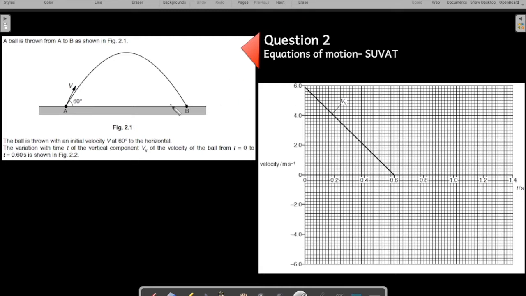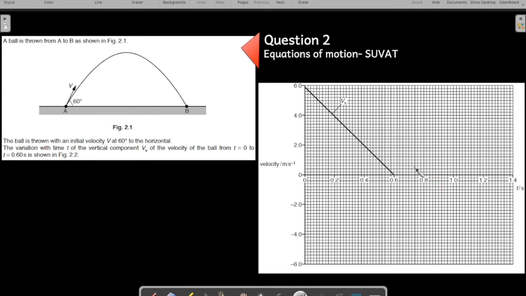So I hope you have solved the question and you are back again, you have played the video again. So what is happening in the question? Let us understand. A ball is thrown from A to B as shown in this figure. The ball is thrown with the initial velocity v at 60 degrees. So it is thrown at a velocity v and the angle is also given. The variation with the time t of the vertical component of the velocity of the ball from time t is equal to 0 to time t is equal to 0.6 seconds is shown in this figure.